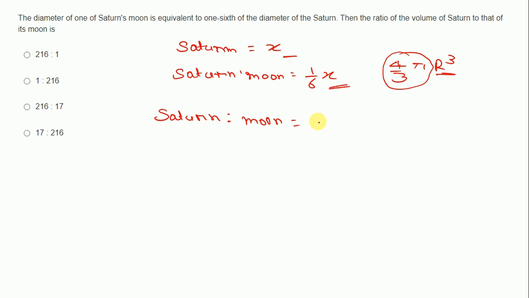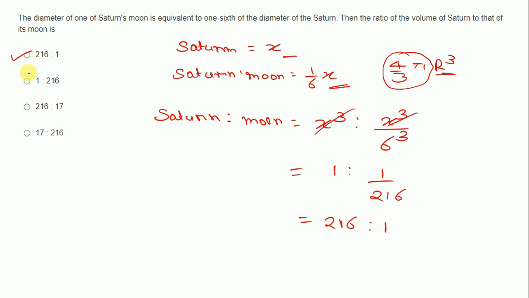So simply x cube is to x cube divided by 6 cube. So x cube will be cancelled. It would be equal to 1 upon 216. So the final ratio will be 216:1. So option A will be correct.